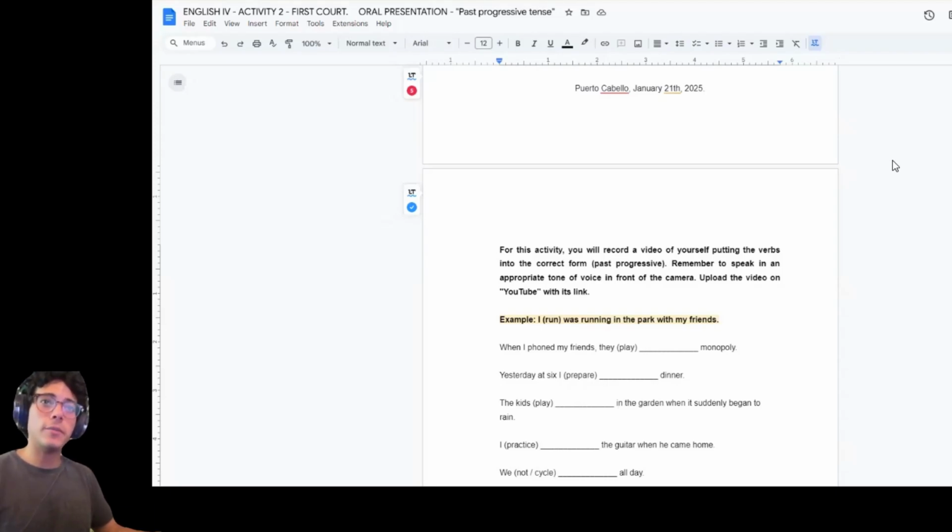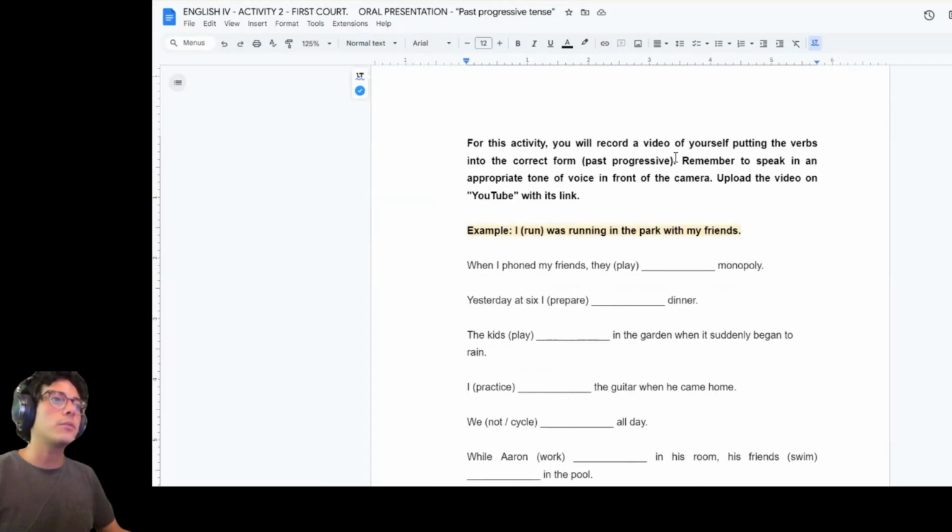I study at the Pan American University of Puerto in the Faculty of Education and Humanities, School of Modern Languages. In today's video, I'm going to go over some exercises related to past progressive tense. What I'm going to do exactly, we can read the instructions here. Let's zoom in for a second.